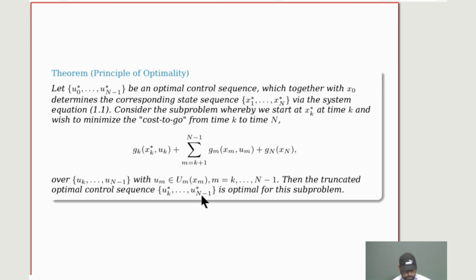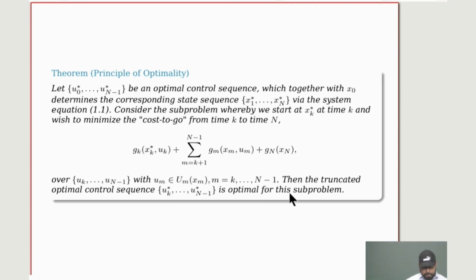So the principle of optimality: let u0 star to un minus 1 star be an optimal control sequence. If indeed you can find an optimal control sequence u0 to un minus 1, together with x0, it determines the corresponding states x1 star to xn star via the system, the original cost function. So consider the subproblem where we start at xk star at time k, and we wish to minimize the cost to go function from time k to n. So this is the case k tail subproblem. Then the truncated control sequence is optimal for this subproblem.